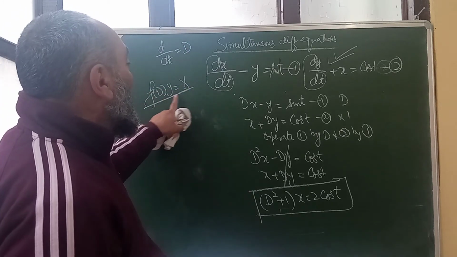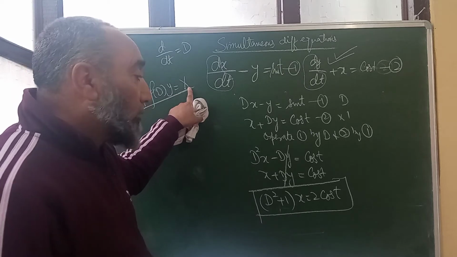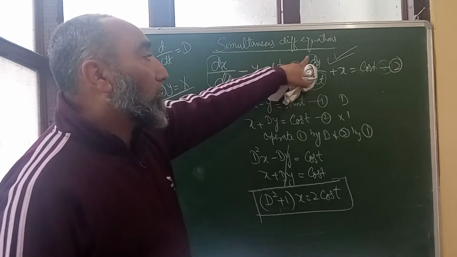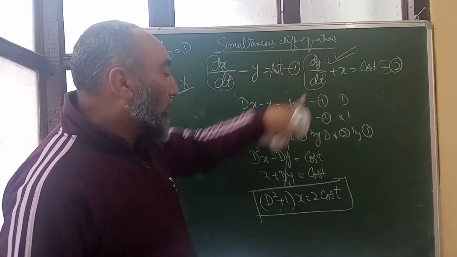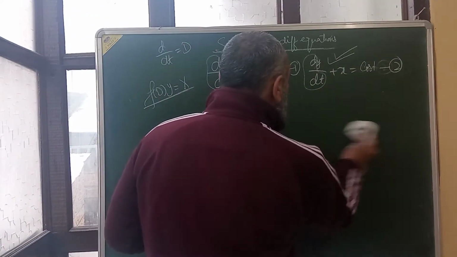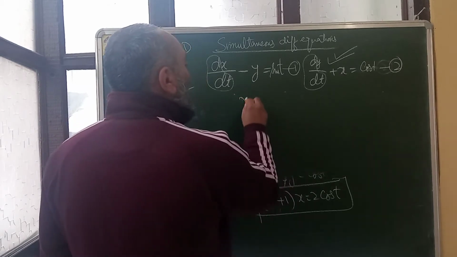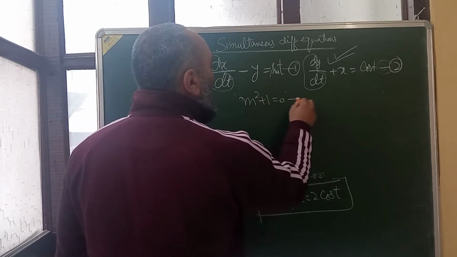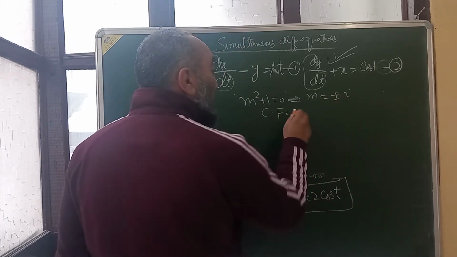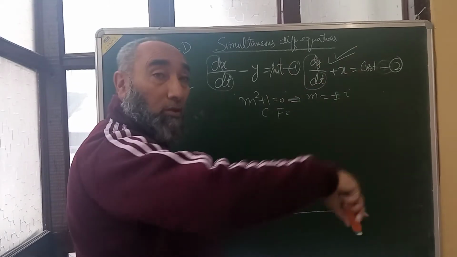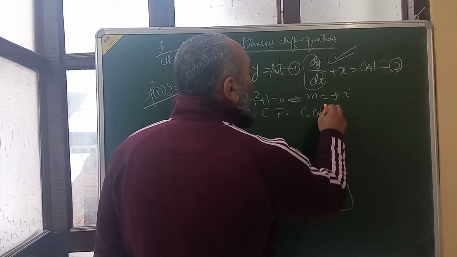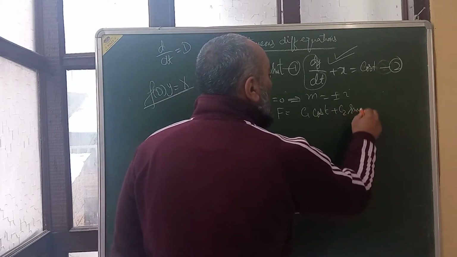The difference is that f(D) operating on y is some function of t, not a function of x, because x is a function of t and y is a function of t. That is why you are differentiating with respect to t always: dx by dt and dy by dt. So solutions will be in terms of t. I think this is clear. So what is the auxiliary equation? Auxiliary equation is again m square plus 1 equals 0, which gives m equal to plus minus i. So the complementary function, which is not zero in this case because the right hand side is not equal to 0, this is not homogeneous. So this is c1 cos t plus c2 sin t.